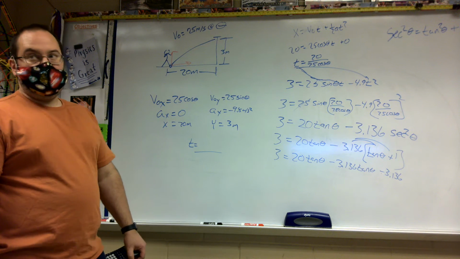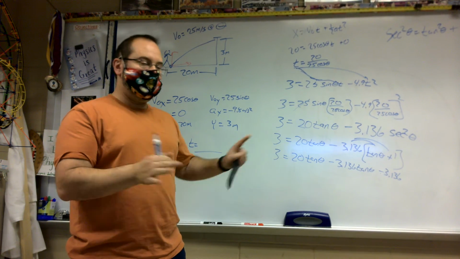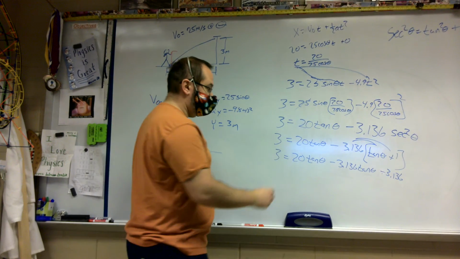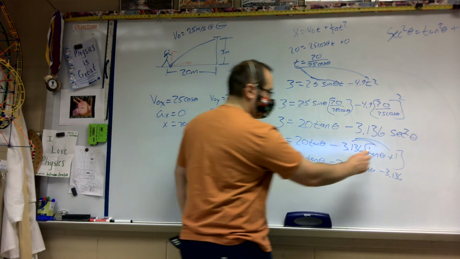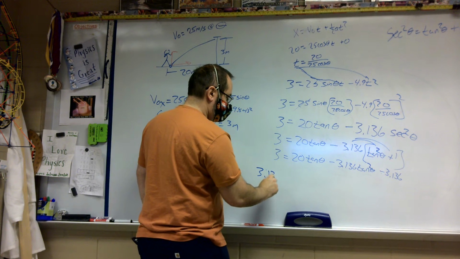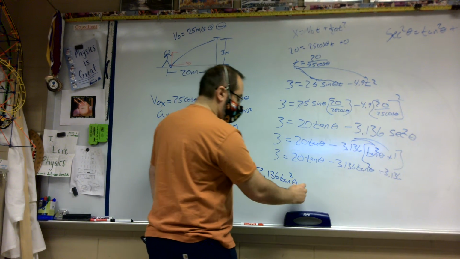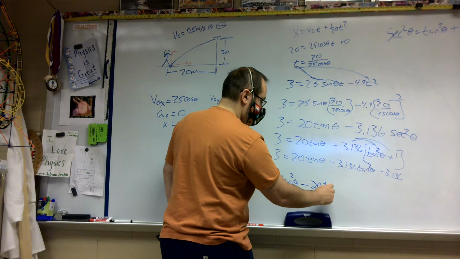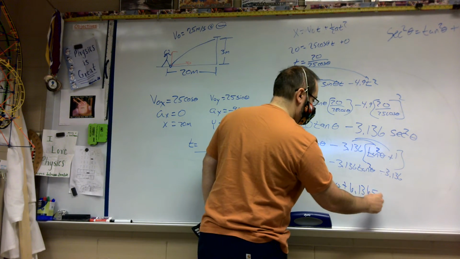At this point, we set it equal to 0, moving everything to the left. You can move it to the right and leave things negative if you want, but you want to get everything on the same side of the problem. So I would have 3.136 tangent squared theta minus 20 tangent theta plus 6.136 is equal to 0.